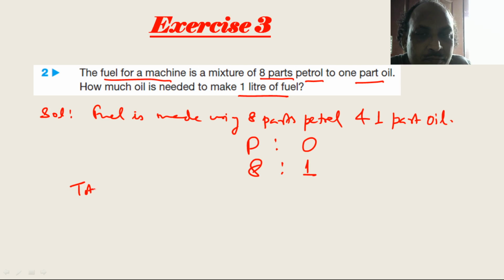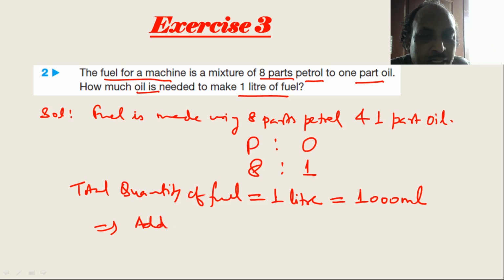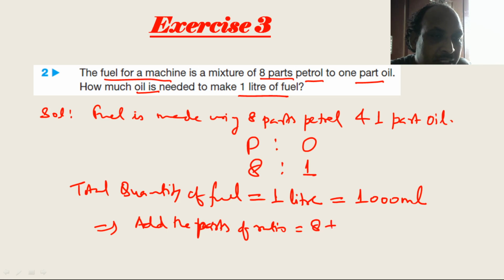So, the total quantity of fuel is given to us as 1 liter, which is equal to 1000 milliliters. Okay, 1 liter is equal to 1000 milliliters. Right. Now, how much oil is needed to make 1 liter of fuel? What we need to do is add the parts of the ratio, which gives us 8 plus 1, and that is equal to 9.